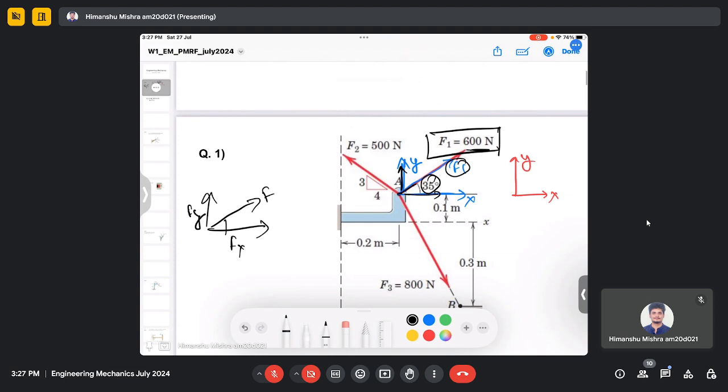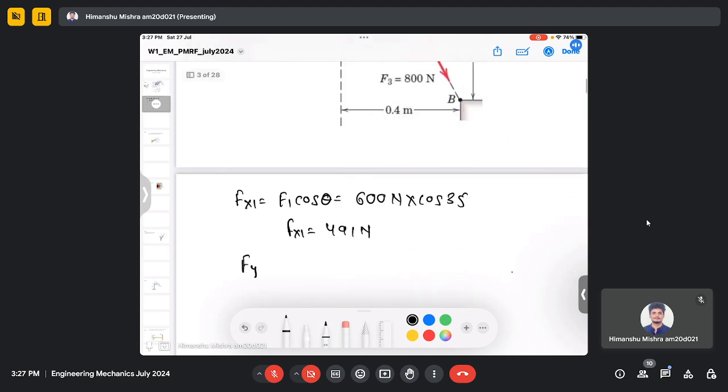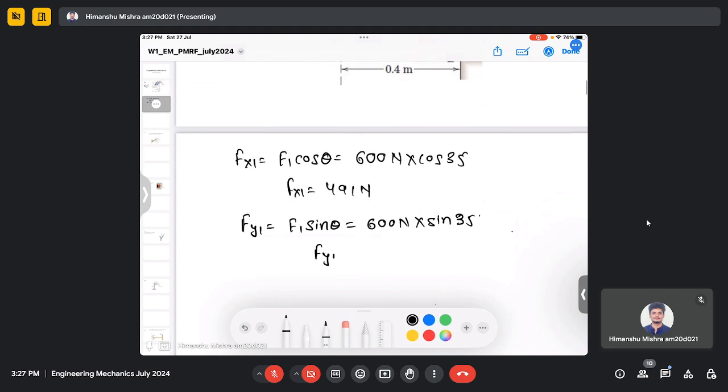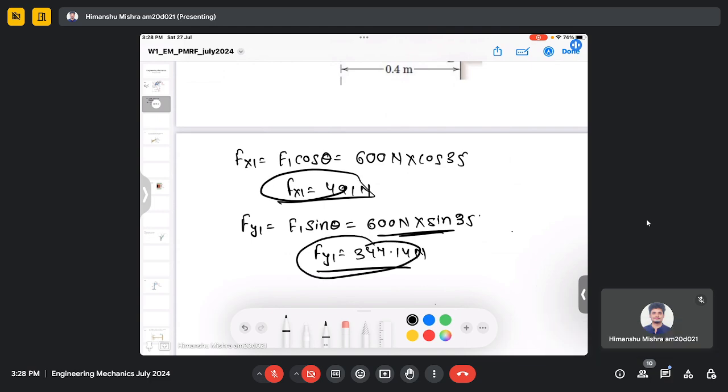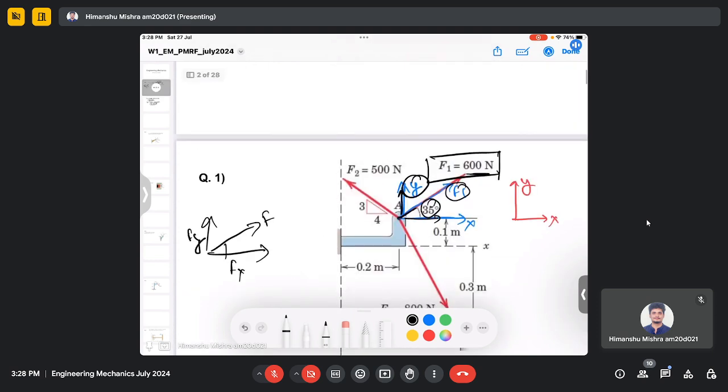Similarly, you can calculate the contribution of F1 in the y-axis. It will be Fy1 equals F1 sin theta, which is 600 Newton multiplied by sin 35. If you calculate this, you will get Fy1 as 344.14 Newton. So we have calculated the components of the force along the x and y axes.